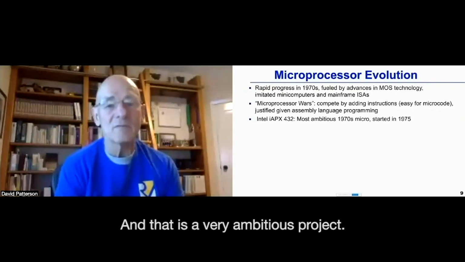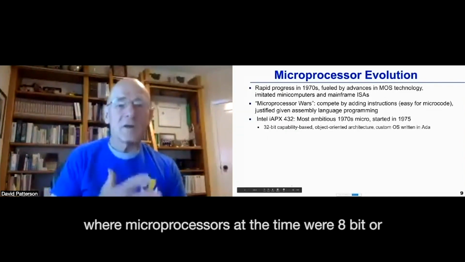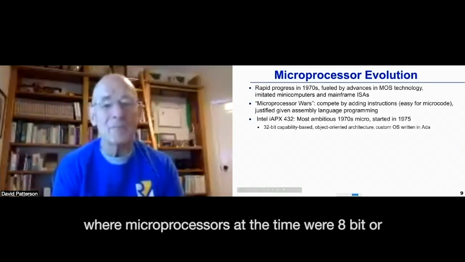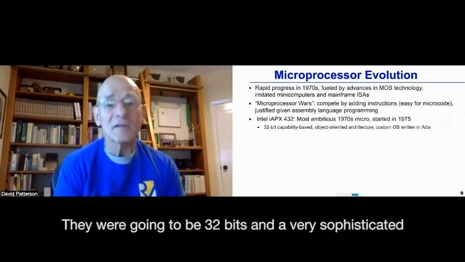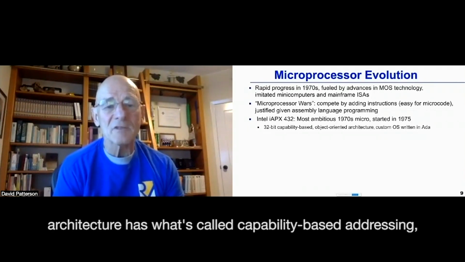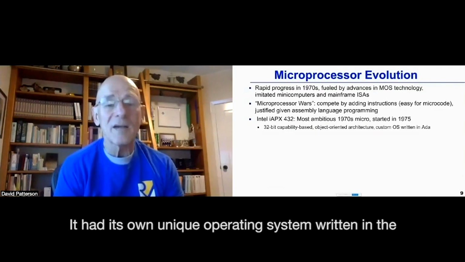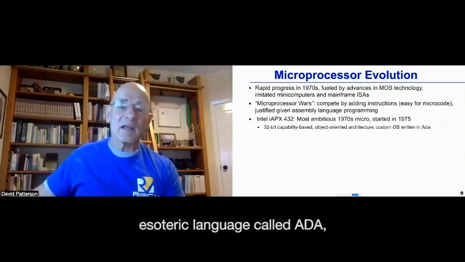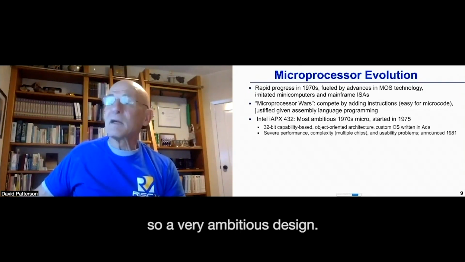It was a very ambitious project, started in the mid-70s. Microprocessors at the time were 8-bit and approaching 16-bit. They were going to be 32 bits and a very sophisticated architecture. It had what's called capability-based addressing, so they put security into it. It had its own unique operating system written in the esoteric language called Ada. It's a very ambitious design.